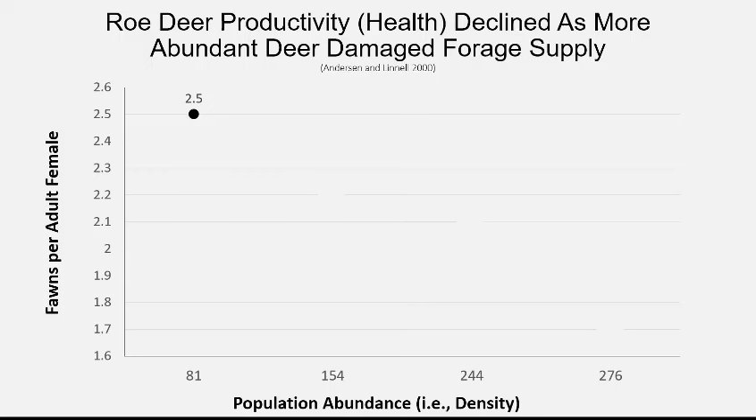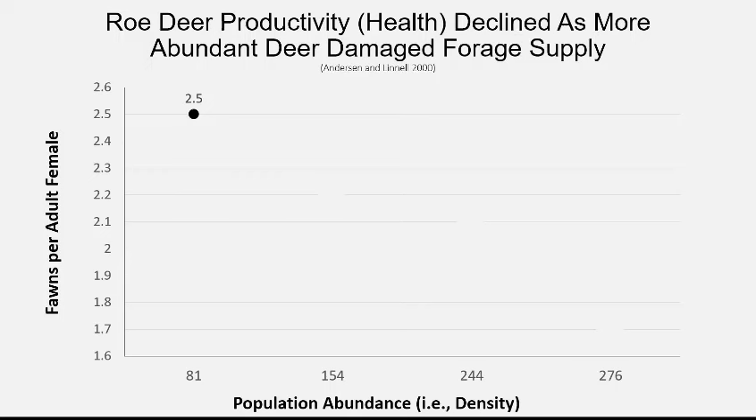And so the scientists monitored the deer population. The first year they monitored it, there were 81 deer in the population, and the fawns per adult female was 2.5. So each adult female produced on average 2.5 fawns. So if you had 10 adult females, you would have 25 fawns being produced by those 10 animals.